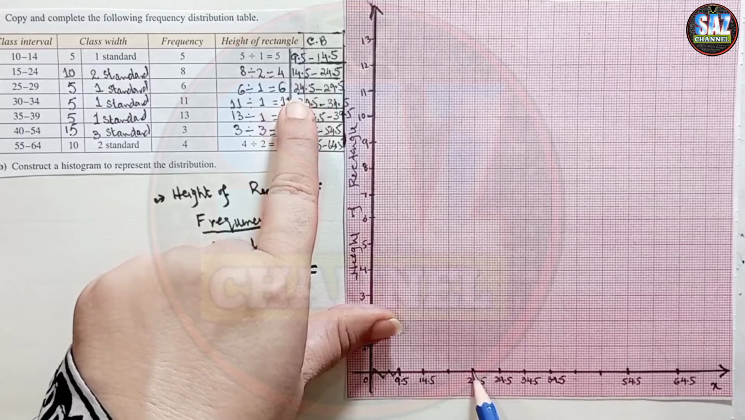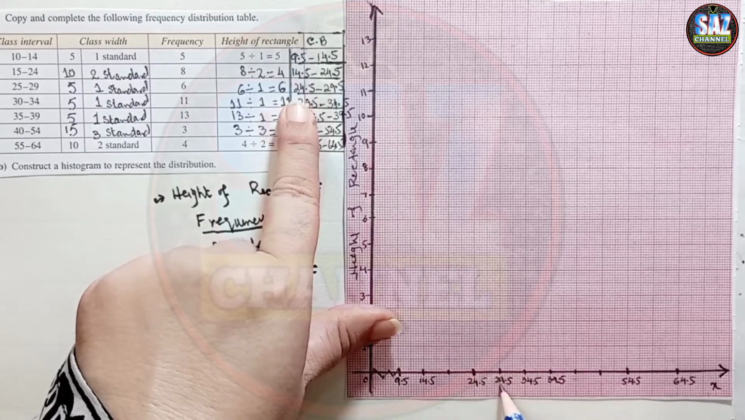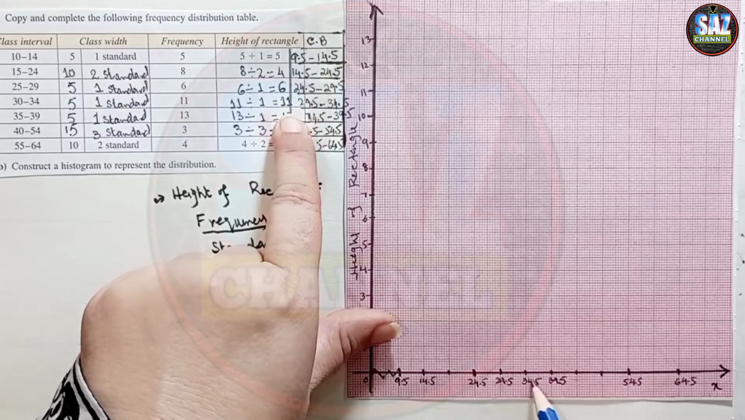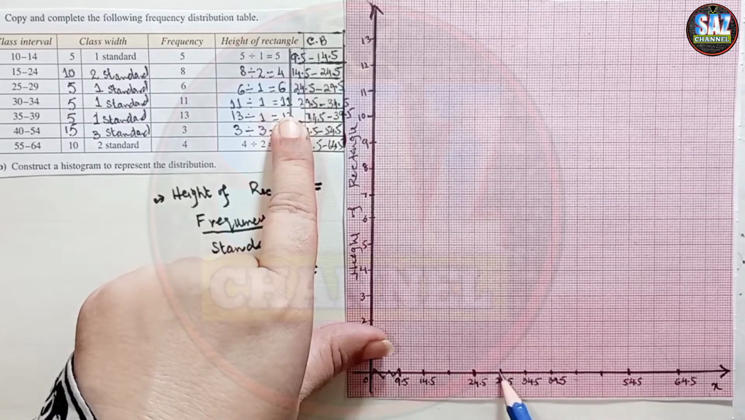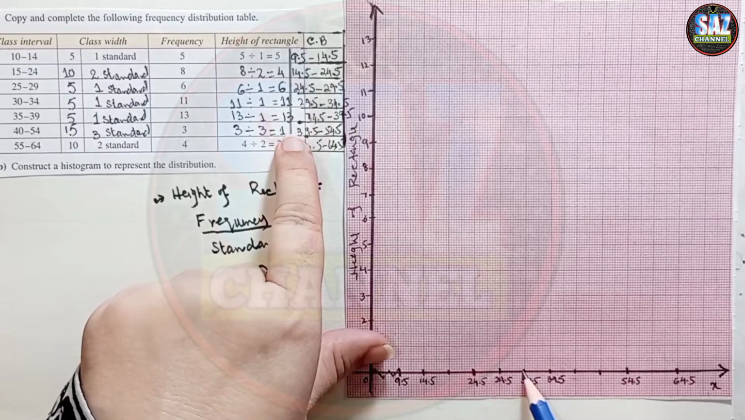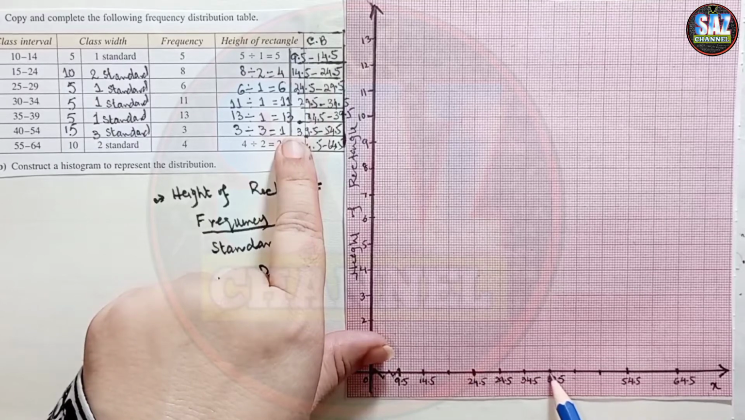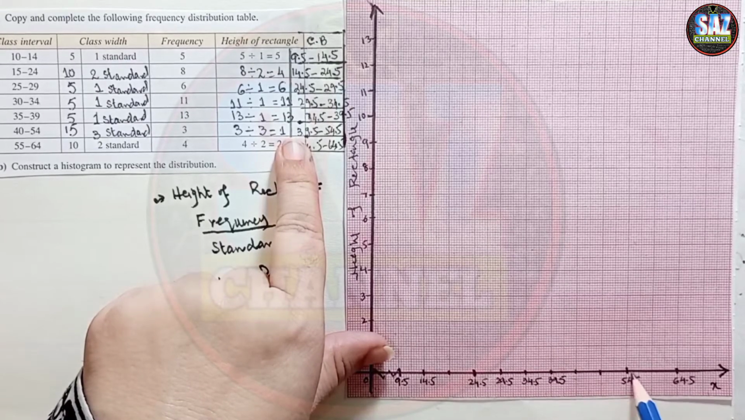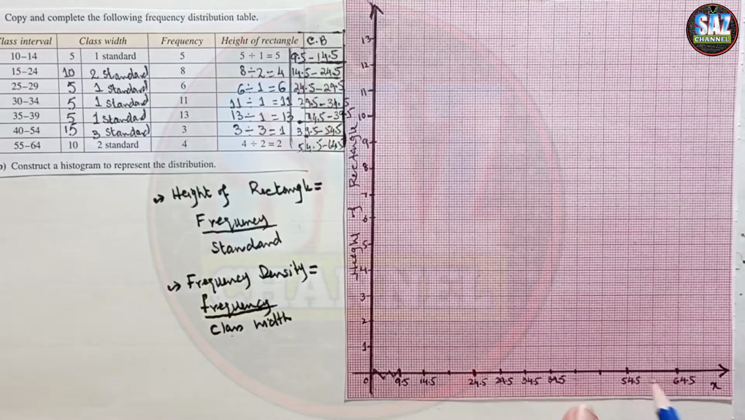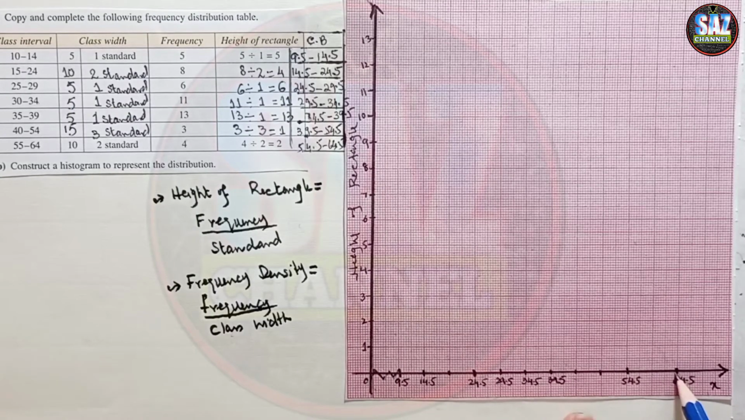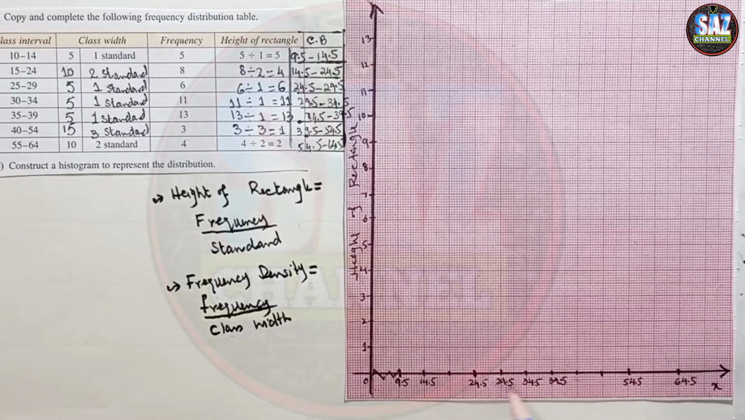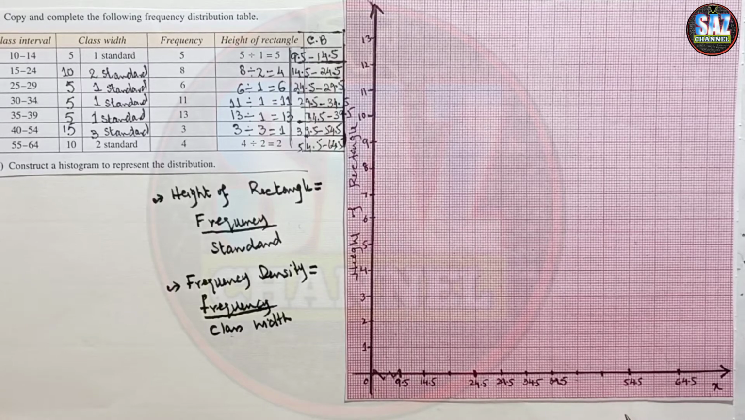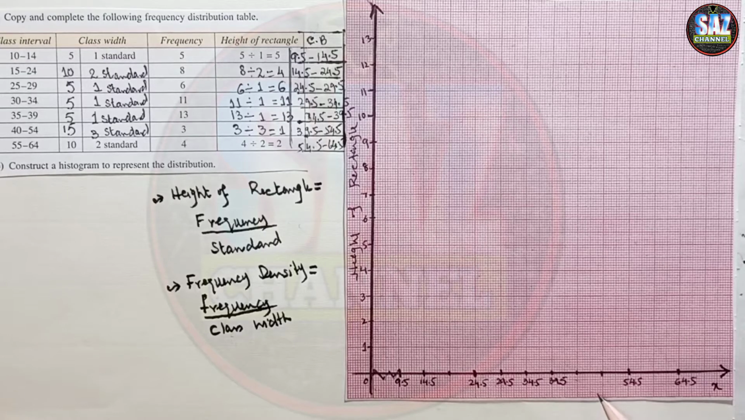And the next class has 1 standard, so 29.5 is marked very next to this 24.5, then again 1 standard. That's why the next number is marked at a gap of 1 centimeter, then again 1 standard, and then 3 standards. Okay, 1, 2 and 3 standards. And now the last one has 2 standards. If the adjustment of the x-axis when the class width is not the same is clear to you students, then the rest of the question will not be difficult at all.